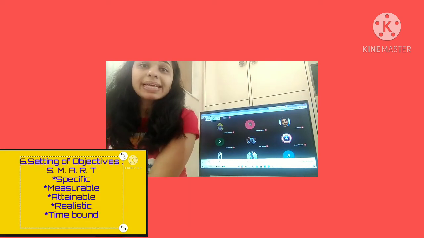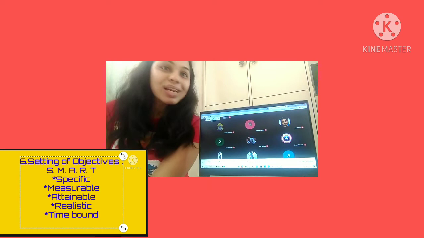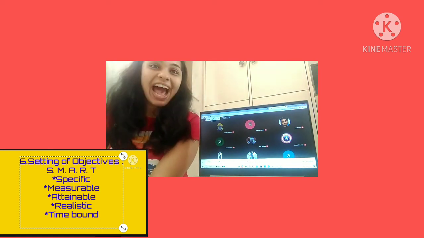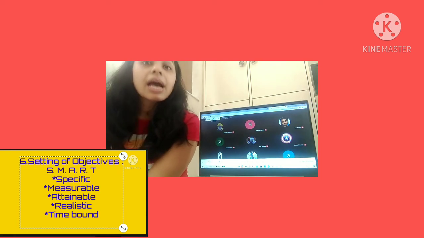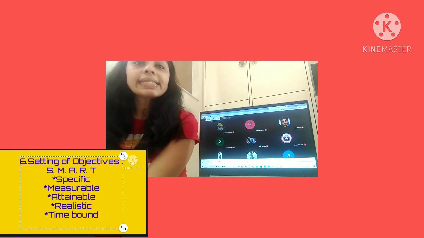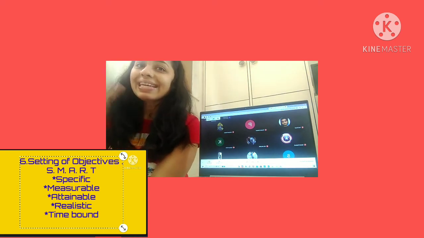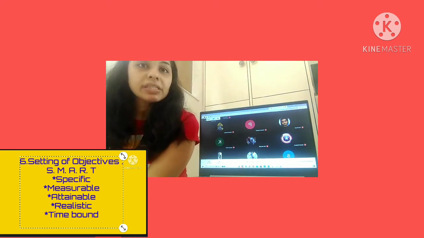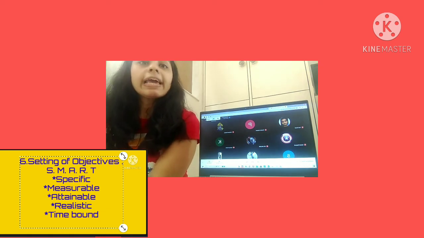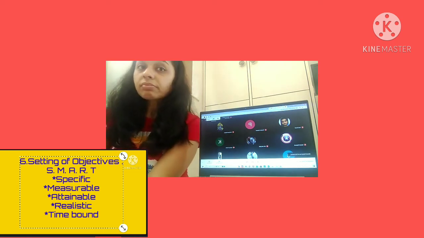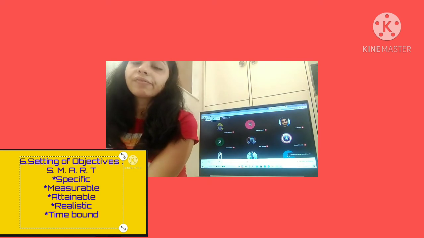The sixth point is setting of the objectives. Let's see what kind of objectives we have to set. The objectives are SMART. What is SMART? S stands for specific. M stands for measurable. A stands for attainable. R stands for realistic. T stands for time bound. So the full form of SMART is specific, measurable, attainable, realistic, and time bound. If I have my objectives as SMART, I will surely attain my goal, for example, reaching a target in sales of 2.5 crores.